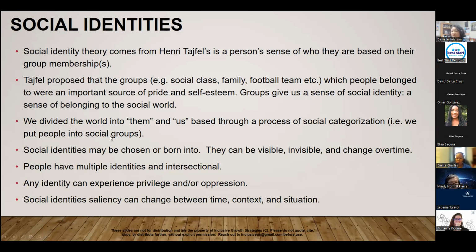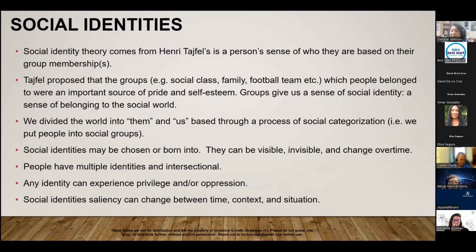Tajfel proposed that these groups may encompass things like social class, family, your football team. If there are any Chiefs fans, I'm closest to the Kansas City Chiefs. We don't have to go into that argument, but that's my team of choice. So that would be my tribe, if you will. It's where folks belong, their pride and place, their self-esteem, that sense of this is where I am in the social world. And there's nothing wrong with that. There's nothing wrong with being a part of these groups.